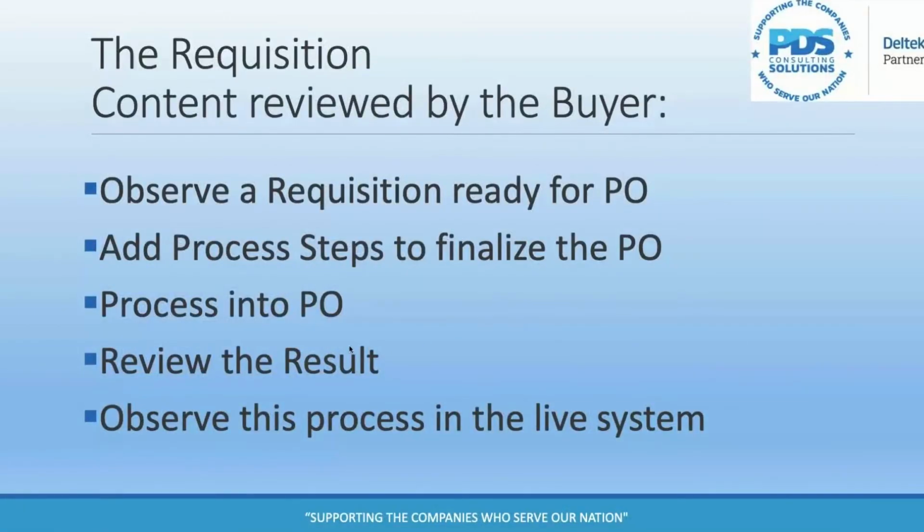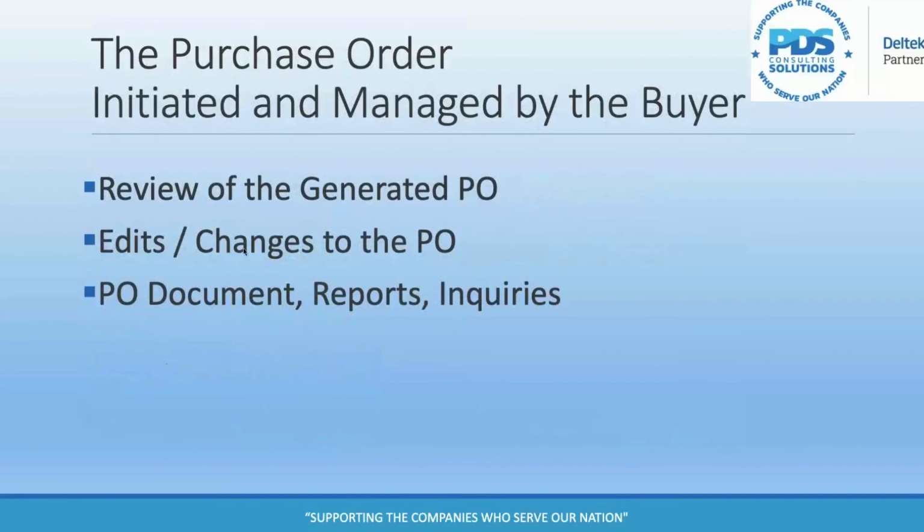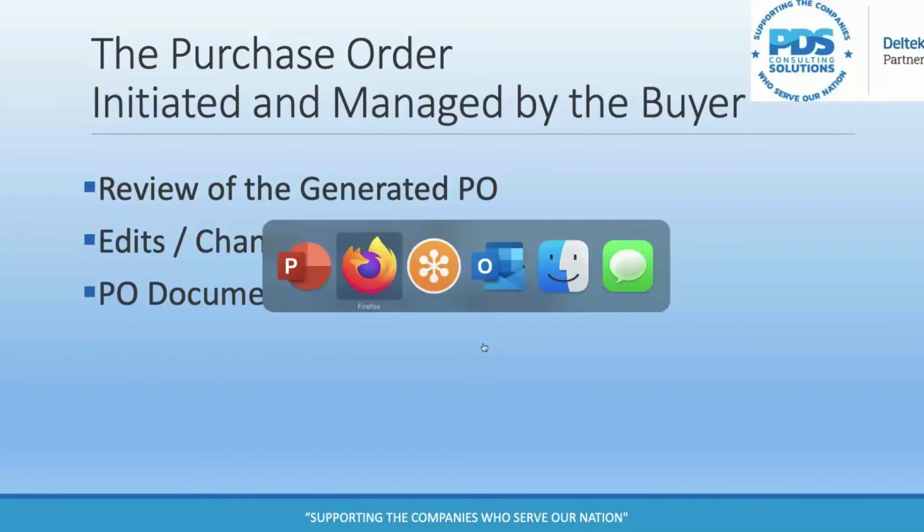So let's go back to our steps here. We looked at a requisition ready for PO, added the process steps, processed it into a PO, and saw the results of that. So the next step is the PO. We looked at the PO as an edit report and as a generated PO. We can make changes to the PO through a control process to create PO change orders or mods. And then we looked at the PO document. I'm going to look at a couple more reports here for the POs.